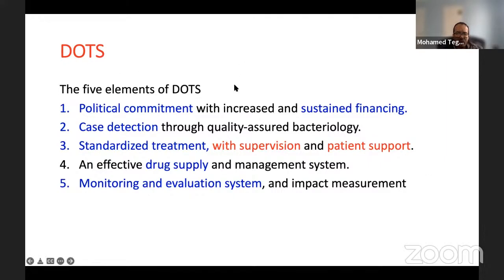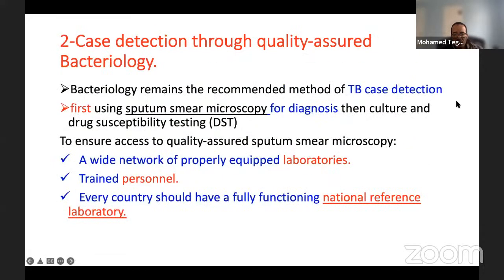The 5 elements of DOTS: political commitment, and that mainly comes as financial support, as well as logistics and legislative decisions to support the program. Case detection through quality assured bacteriology, standardized treatment with supervision and patient support, effective drug supply, and definitely monitoring and evaluation of the system, with a need to intervene if any weakness or defect appears in the system.